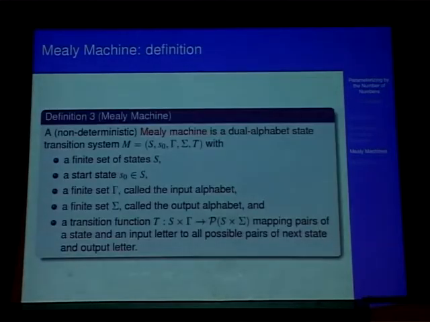Okay, so formally, a non-deterministic Mealy machine is this 5-tuple, where we have a finite set of states, a starting state, an input alphabet, an output alphabet, and a transition function mapping a state and an input letter to a set of corresponding couples of states and output letters.